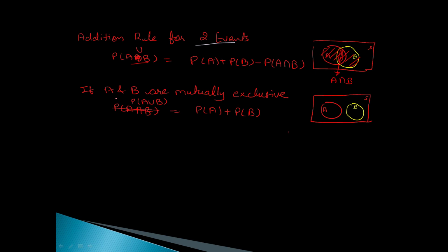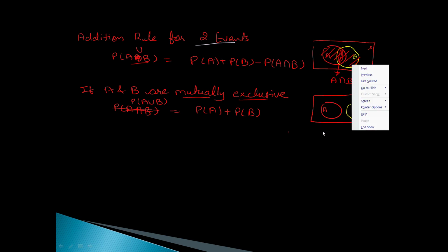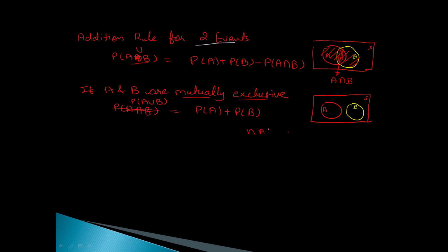In the particular case when the events are mutually exclusive, events A and B cannot happen together. So we have a Venn diagram which looks like this. Because there is no overlap between the circles, A intersection B is equal to phi, and in that case the probability of A intersection B is equal to 0. So if I put it equal to 0 here, it becomes P(A union B) is equal to P(A) plus P(B). So this is what we have seen.